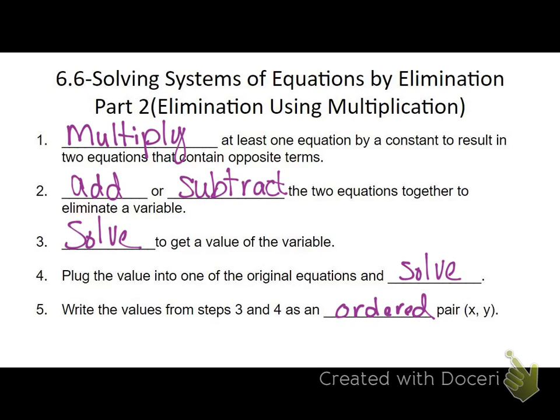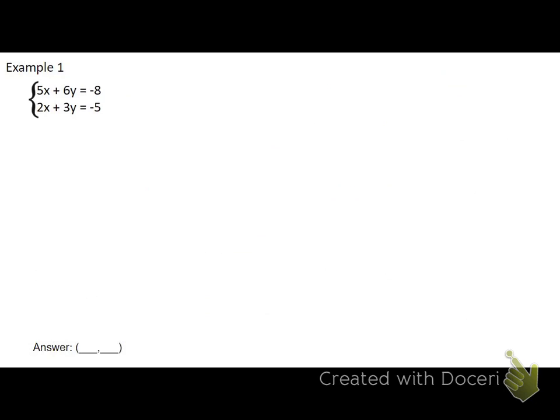Ordered pair. Okay, so if you guys really pay attention to your notes, we're learning one new step. Everything else we did last week. So this one new step, that's going to be the only new thing that we do today. And you guys know how to multiply. So we all should be all right. Okay. So go ahead and write down example number 1.